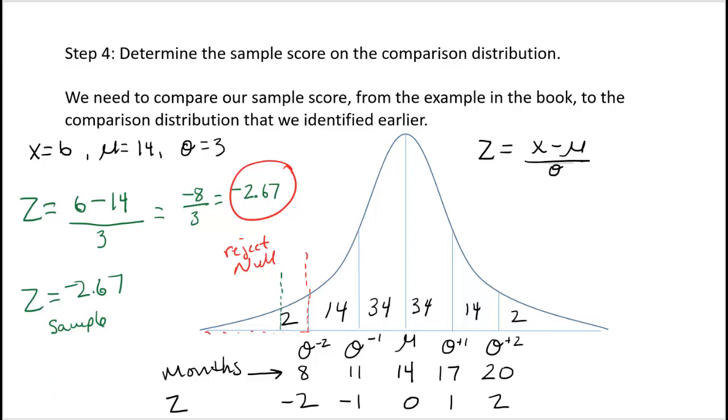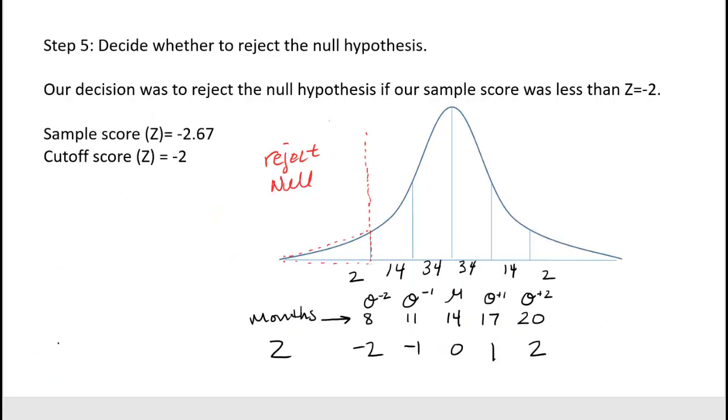In step 5, we are going to decide whether or not to reject the null hypothesis. In step 5, we kind of already did this in step 4, but we're going to bring forward some information. Our sample's z-score was negative 2.67. What that means is our sample z-score is somewhere in this area, negative 2.67. What that means is that we reject the null hypothesis.